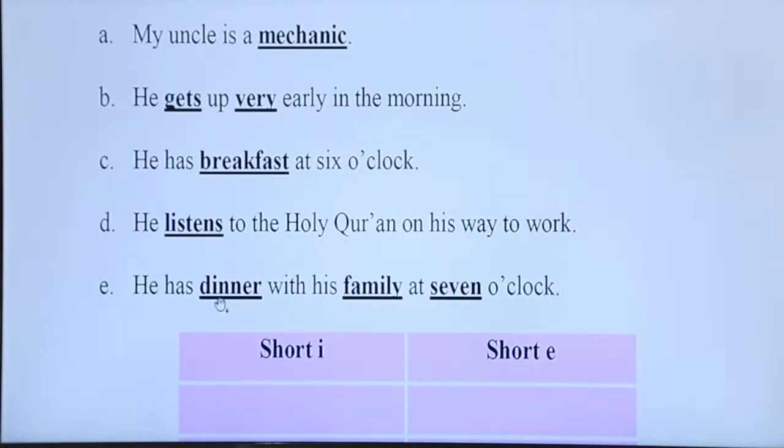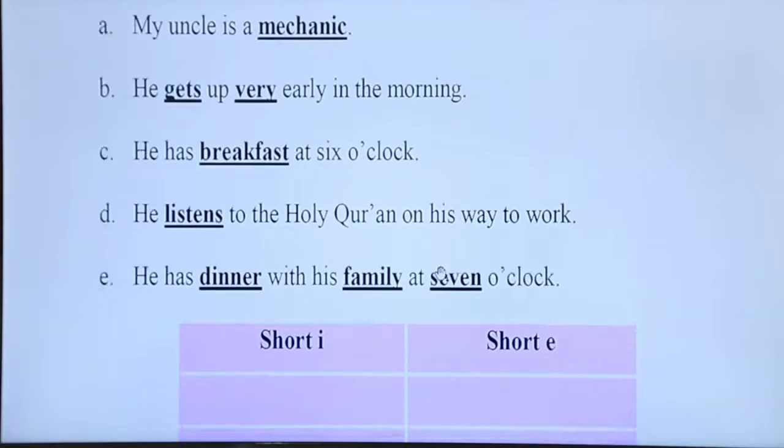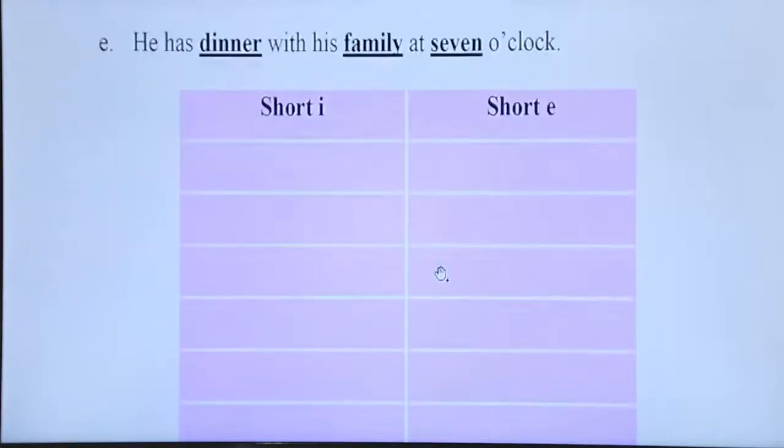How about this word? Great, dinner. ای ا. هر دو ساوند ای هست. How about family? در آخرش ما ای داریم. And how about 7? در اولش ما چی داریم؟ ا. شارت ا. حالا میتونین این کلمات شما تفکیک کنین. من برای شما گفته بودم که کدام شارت ای هست و کدام شارت ا.